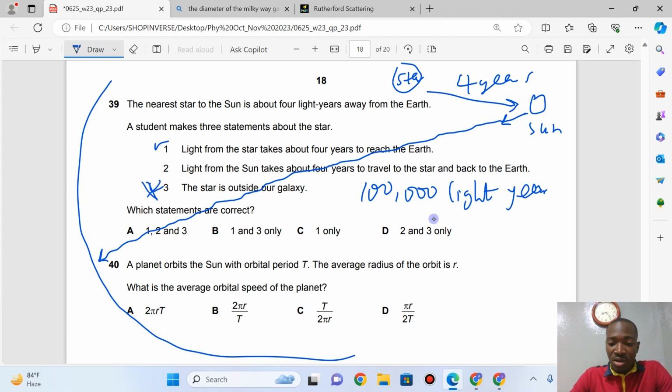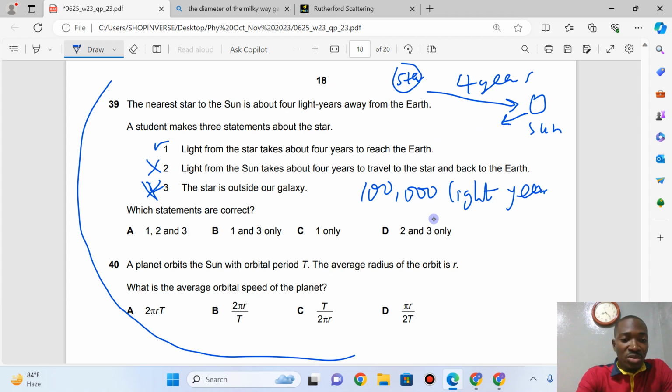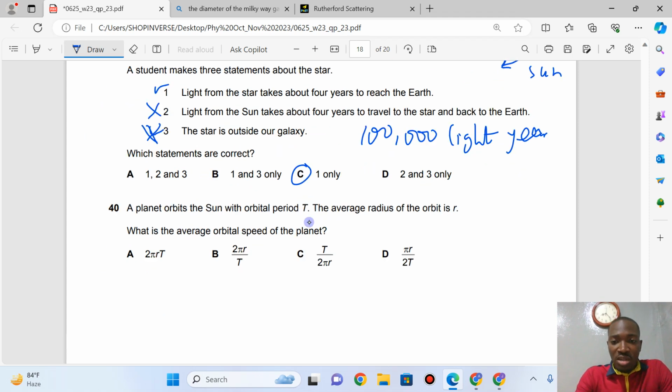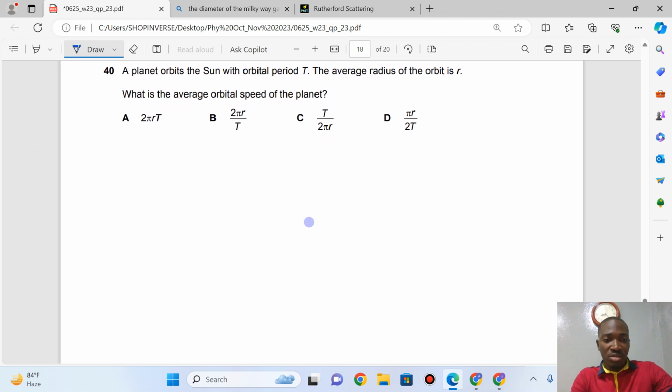The star is not outside our galaxy, and light from the sun would not take 4 years to and fro. It can only take 4 years one way. So that makes only number 1 the correct one. And which option is that? Option C. And now the last question, question number 40.